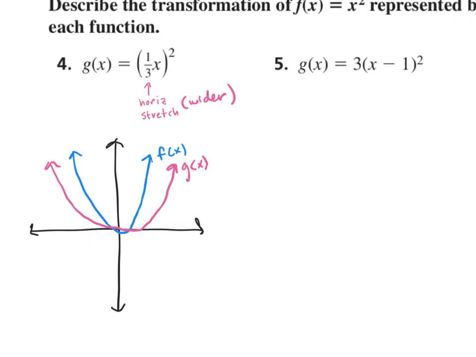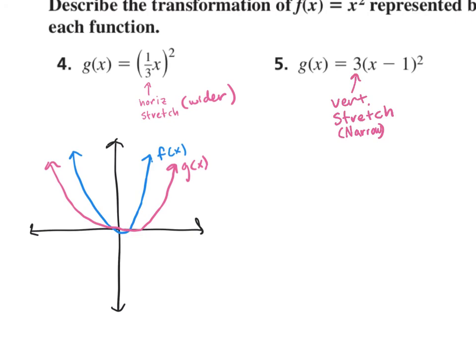All right, let's look at 5. What does this 3 on the outside tell us? Vertical stretch. Perfect, vertical stretch. So if we're stretching something vertically, we're pulling it up and down. Is it going to get wider or narrower? Narrower. Perfect. So this is going to get more narrow.